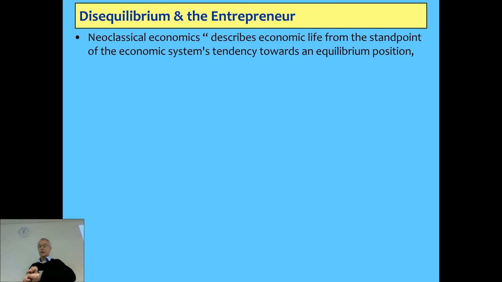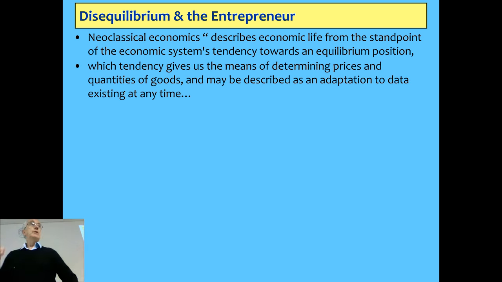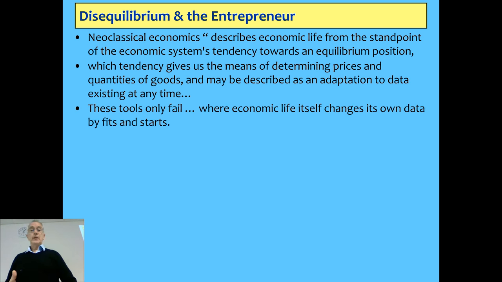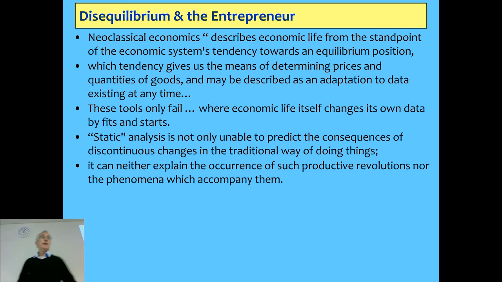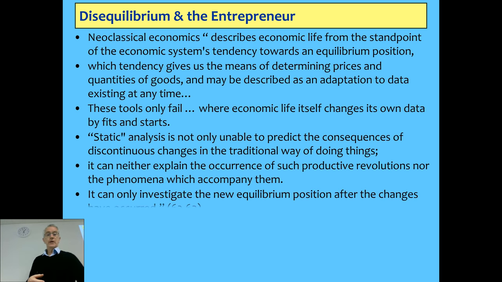I'll finish with this slide and give you a chance to talk about what to do with your groups. So he said, neoclassical economics describes economic life from the point of view of a tendency towards equilibrium, which gives us a way of talking about prices and quantities. But it fails when the data changes, and when the data changes not smoothly, but in fits and starts. He said static analysis, equilibrium analysis, can't talk about what's going to happen with this continuous change. It can't explain revolutions in production. It can only talk about a new equilibrium after the new technology settles down. And that's not the right way to go.